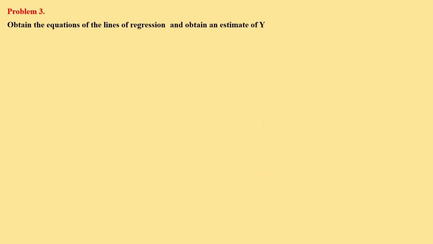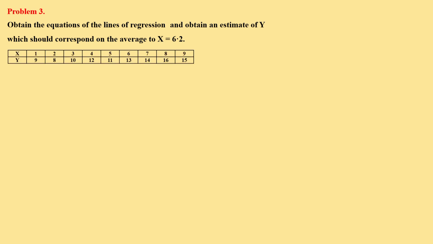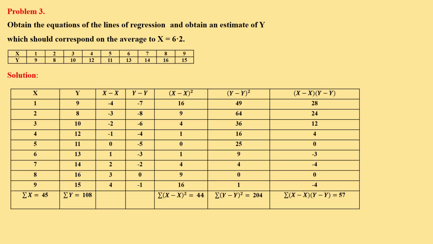Next problem. Obtain the equation of the lines of regression and obtain the estimate of y corresponding to an average of x equal to 6.2. So they have given x and y data. First make the table. First write x values in the first column, y values in the second column.